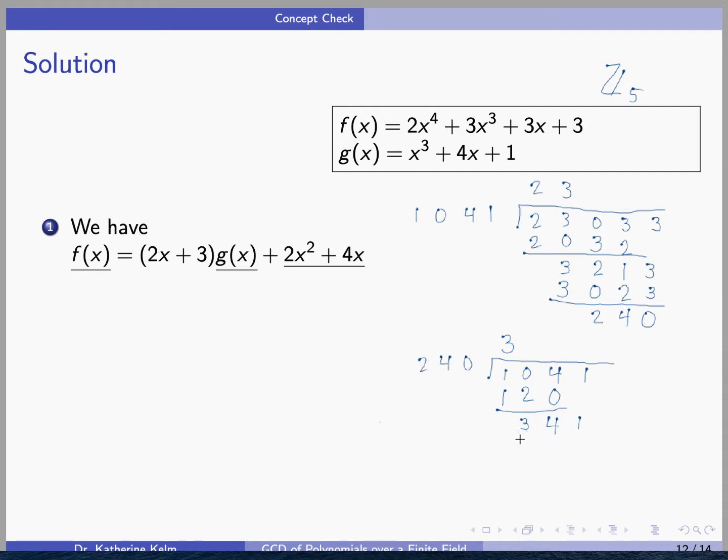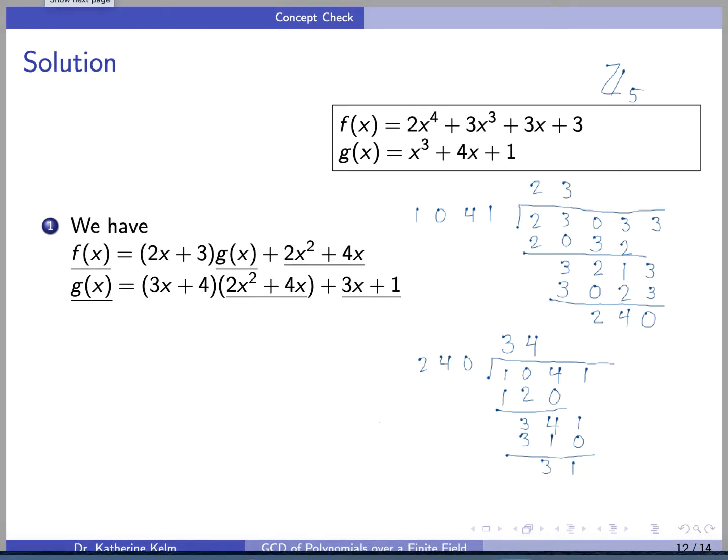In order to get something that is congruent to 3 mod 5, we can multiply 2 by 4. 4 times 2 is 8, which is 3 mod 5. 4 times 4 is 16, which is 1 mod 5. And 4 times 0 is 0. Subtracting, we get a remainder of 3x plus 1 and a quotient of 3x plus 4.